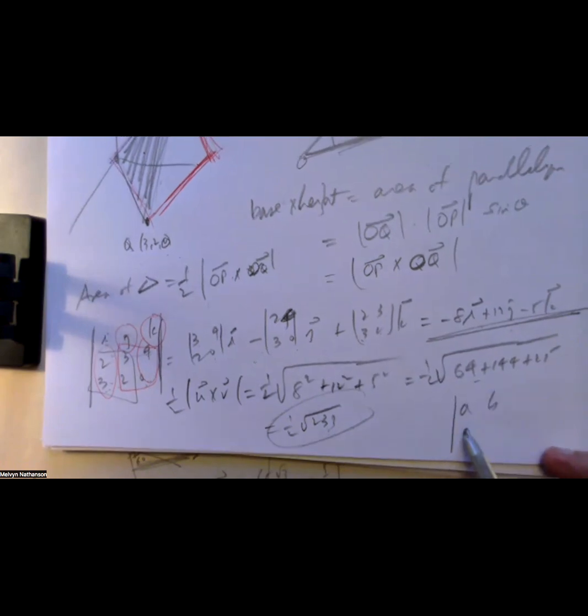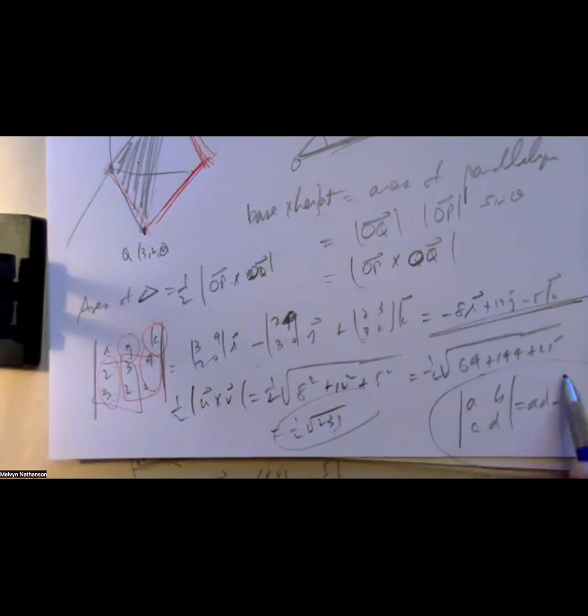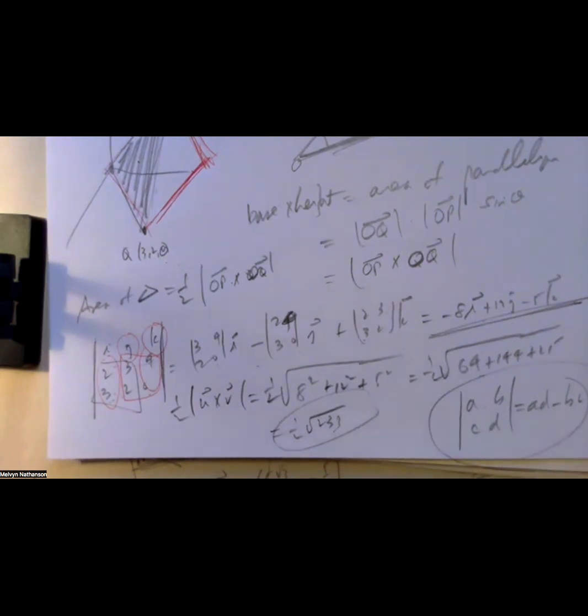If you haven't seen 2 by 2 determinants, all you have to see is this. If you have A, B, C, D, that 2 by 2 matrix, the determinant is AD minus BC. That's all you have to remember. And you always have the book in front of you if you don't remember.